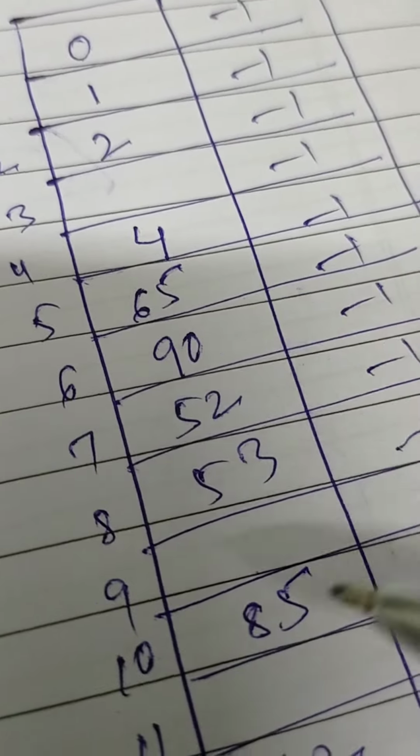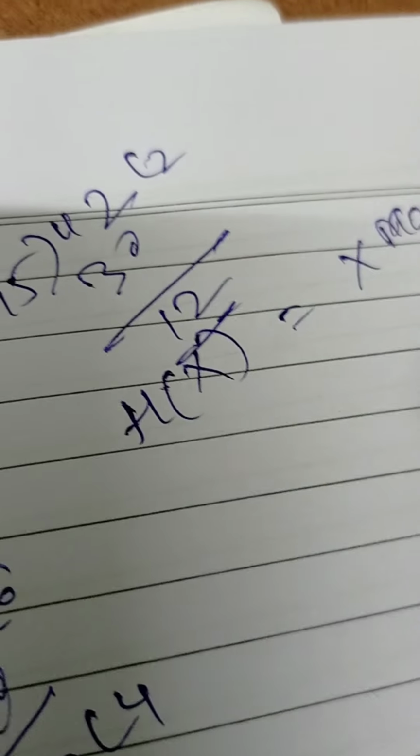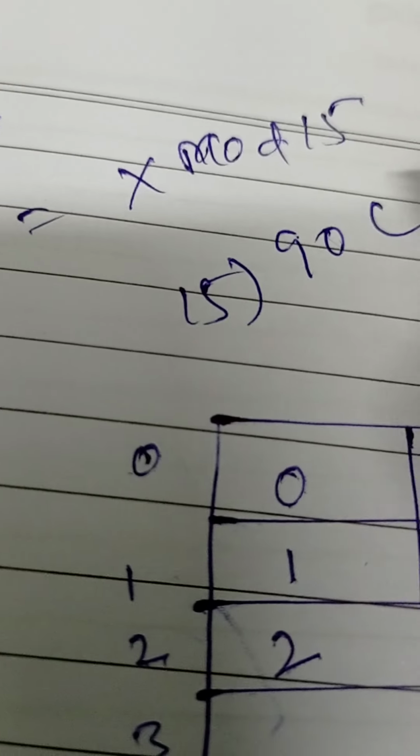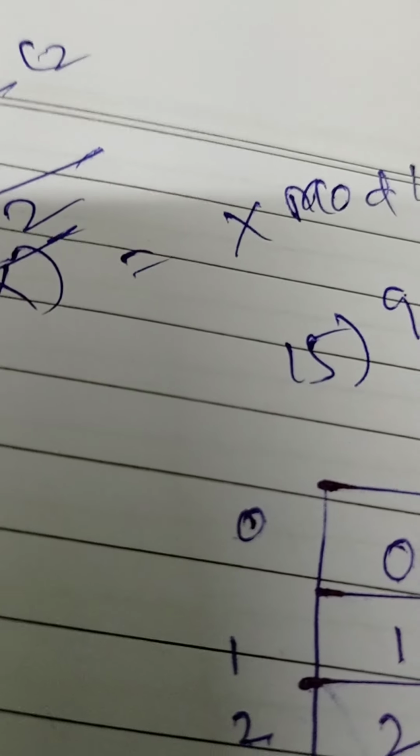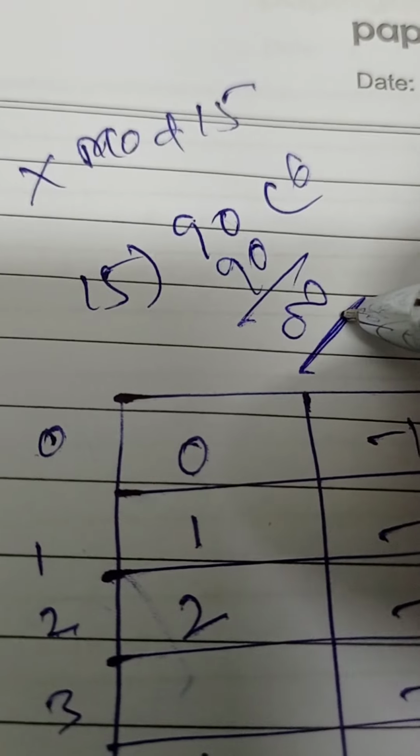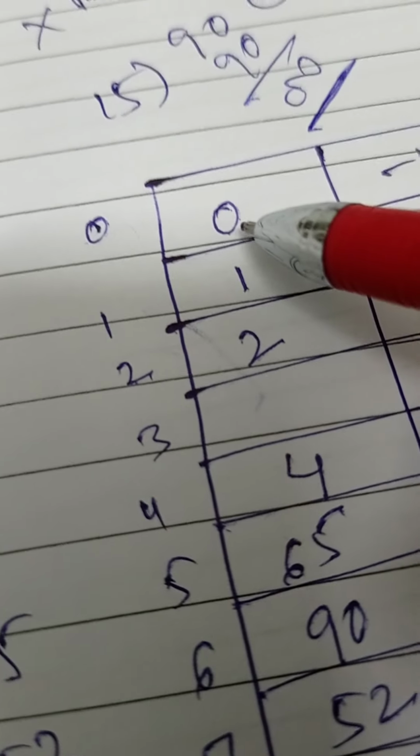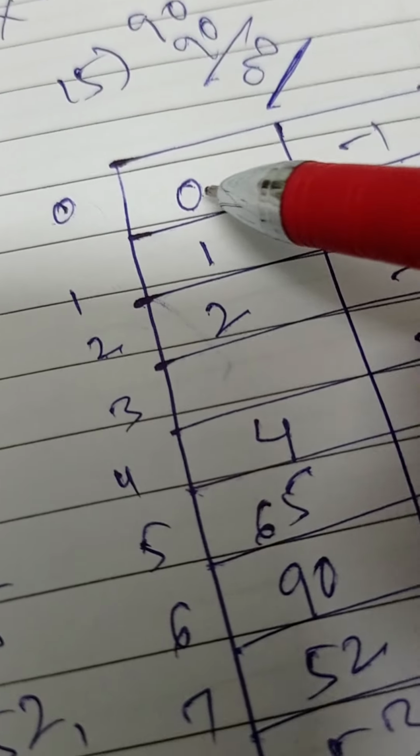Why have we stored this in the 6th location? Because 90 divided by 15, how much is it? 90 divided by 15 is 6, remainder is 0. Therefore, we have to place this 90 in the 0th location. But already in the 0th location some data is there, 0 is there.